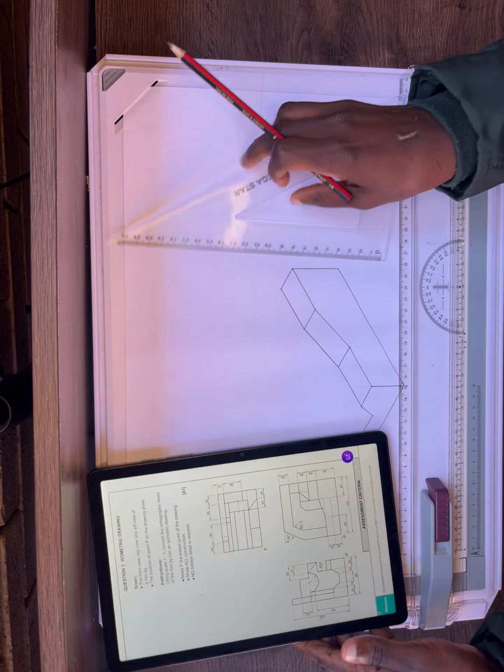Try to erase here. Going down is how much? From here to here is 20. So let's measure the 20 here. Let's take this one to the side a bit. There.